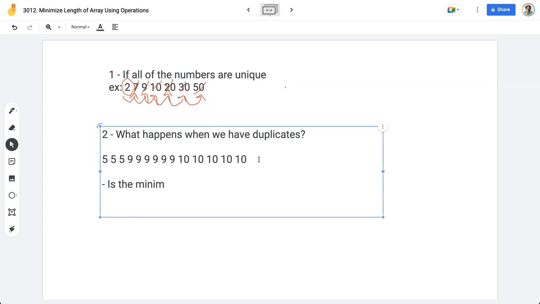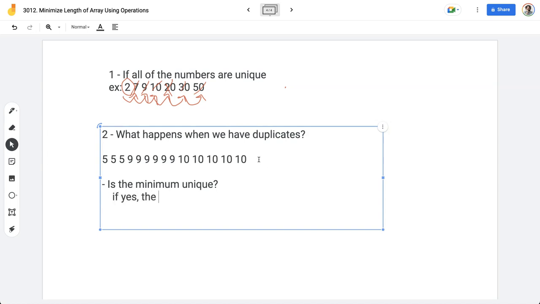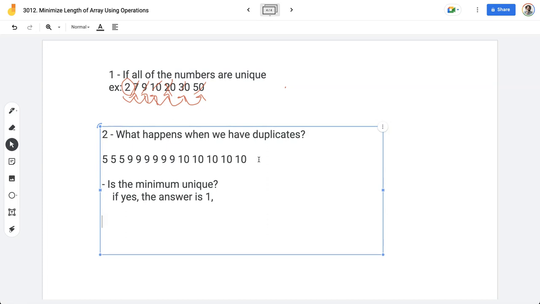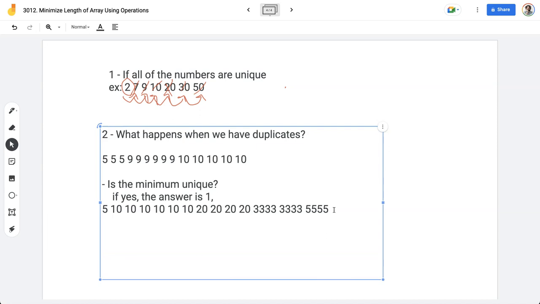Is the minimum unique? If the minimum is unique, the answer is 1. Like this example, 5, 10, 10, 10, 10, 20, 33, whatever. Here this 5 can eat all of them. So at the end, it remained just to solve the last case: when the minimum has duplicates.